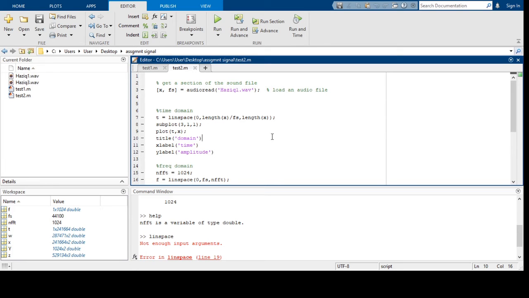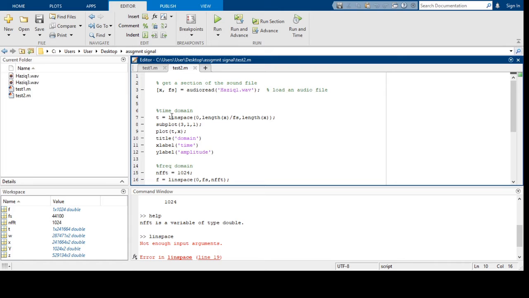Okay, I will explain to you about the coding. First, at line 3, we load the audio file. The audio file we first recorded and saved as MP4, but after that I converted it to WAV so that MATLAB can easily read it.